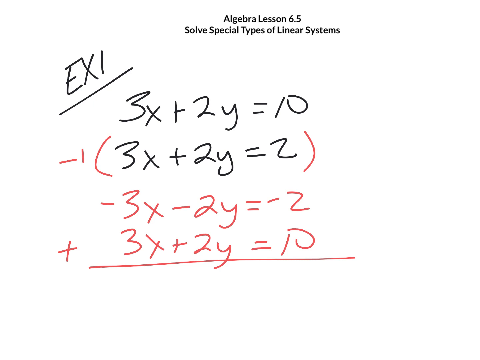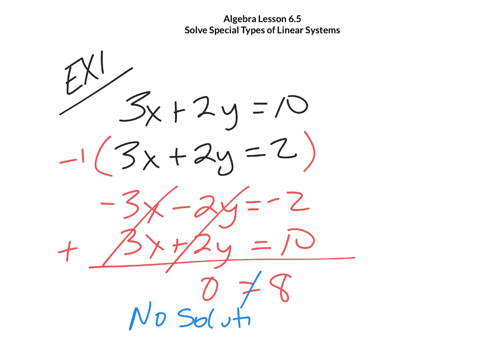So what do you notice here? We have a negative 3x and a positive 3x, so those cancel. But then I have a negative 2y and a positive 2y, so it'd be a 0. So this would be 0 equals, what's negative 2 plus 10? 8. Can 0 ever equal 8? No. So the answer to this system is actually no solution.